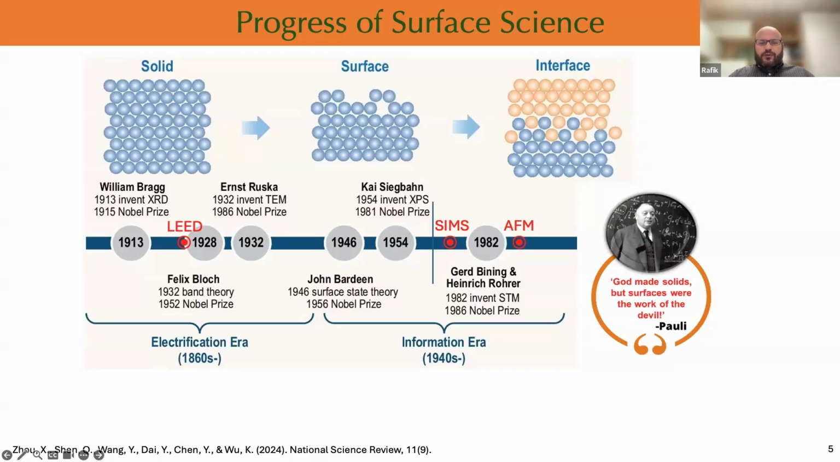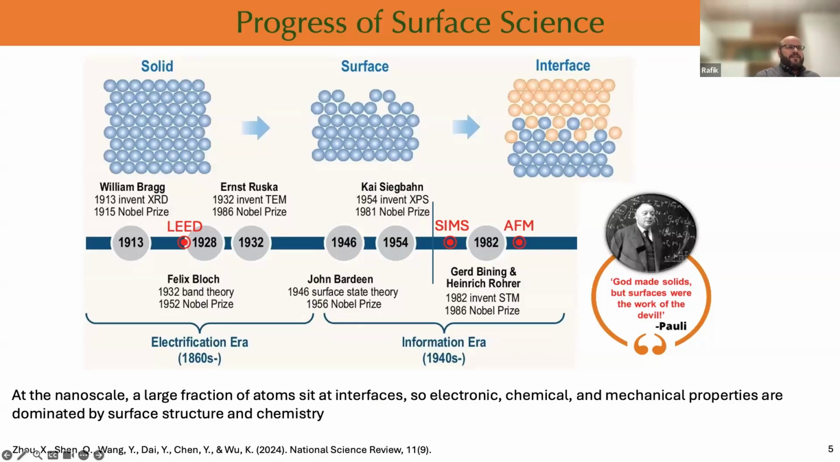For many years, surfaces were considered complex and poorly defined, so the introduction of ultra-high vacuum systems fundamentally changed these perceptions. So UHV made it possible to prepare clean, well-controlled surfaces and study them reproducibly, transforming surface science into a rigorous and quantitative discipline. At the nanoscale, a large fraction of atoms sit at the surfaces and the interfaces. So electronic, chemical, mechanical, and all the properties are dominated by the surface structure and its chemistry.